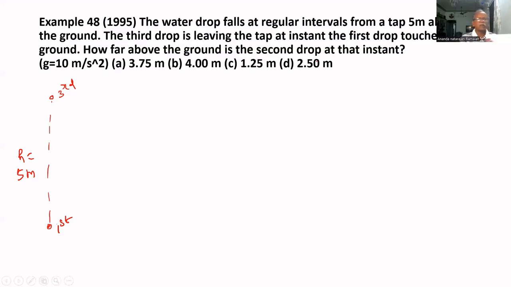Here the height h equals 5 meters, so S equals 5 meters, because the tap is 5 meters above the ground. g is given as 10. The water falls freely, that's why the initial velocity is 0. u equals 0.